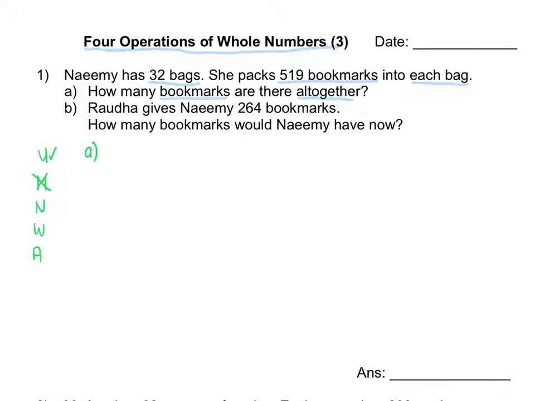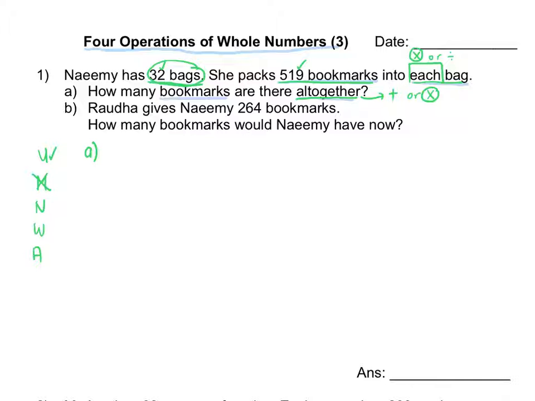Now, in order to write a number equation, we need to understand the question very carefully. Naomi has 32 bags. She packs 519 bookmarks into each bag. And the question is asking for all together. So, what do we do to these two numbers over here? Do we add or do we multiply? We should multiply because this question is about grouping. When you see the word each, it tells you that it is about grouping. It's either a times or a divide. So because you see 32 bags, there are 32 groups. It is grouping, therefore we multiply.